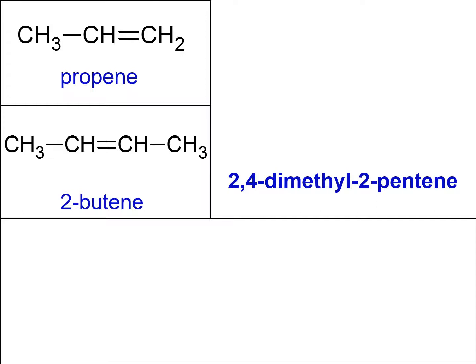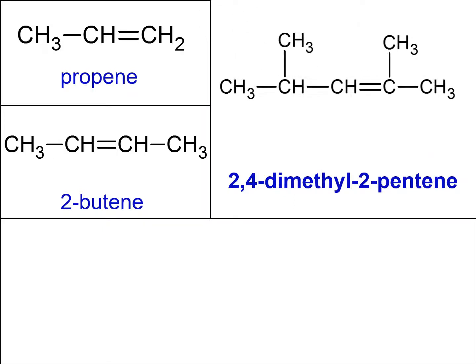2,4-dimethyl-2-pentene. Well, let's work backwards. ENE, it's got a double bond. Pent, there's 5 carbons in a row. The 2 tells me the double bond starts on the second carbon. The 2,4-dimethyl tells me that on the second carbon and fourth carbon, there is another carbon attached on those 2 different atoms, so it might look something like this.